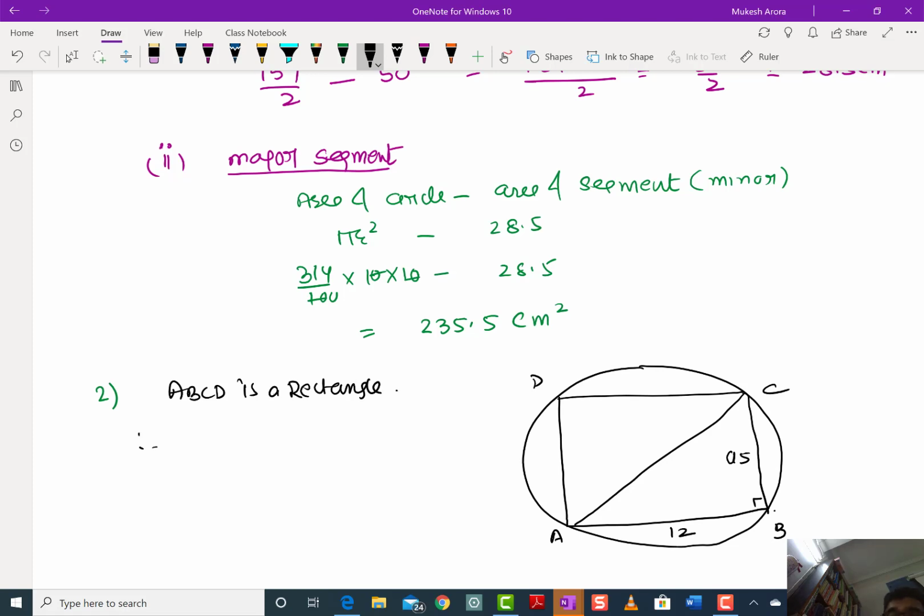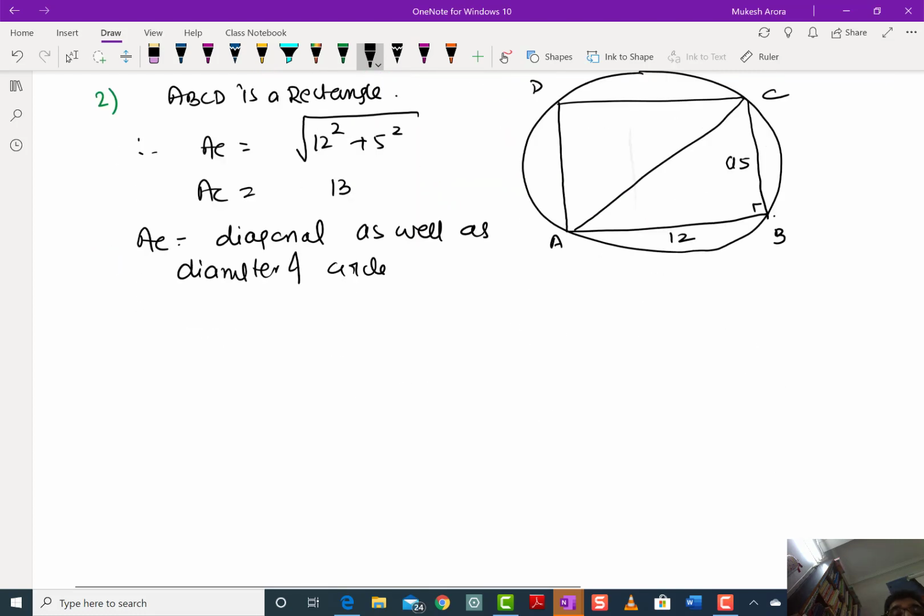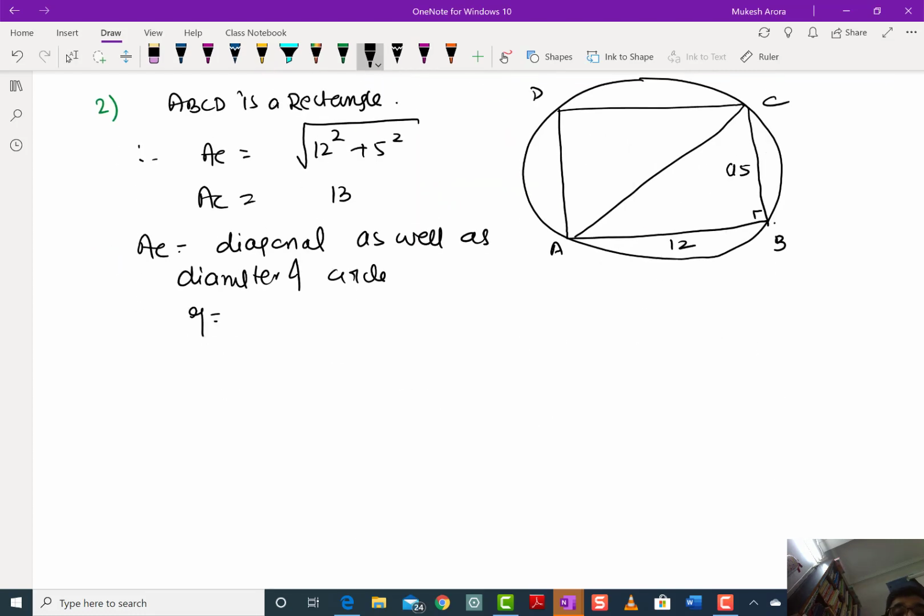Therefore, AC will be equal to square root of 12 square plus 5 square, the diagonal. AC will be 13. AC is diagonal as well as diameter of the circle, so radius will be 13 by 2.